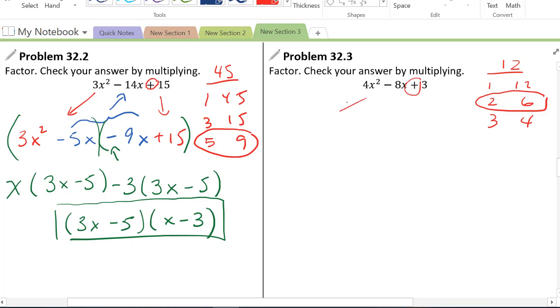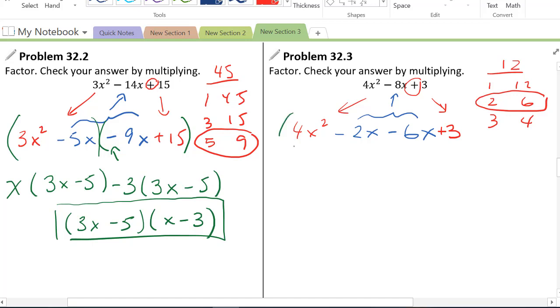So what do we do? Rewrite the first term. Okay, now I gotta make a negative 8 using 2 and 6. So how do I make a negative 8 using 2 and 6? Negative 2x minus 6x, right? And again, negative 2x minus 6x should give me a negative 8x. And then I just bring down my 3. Plus 3, right?